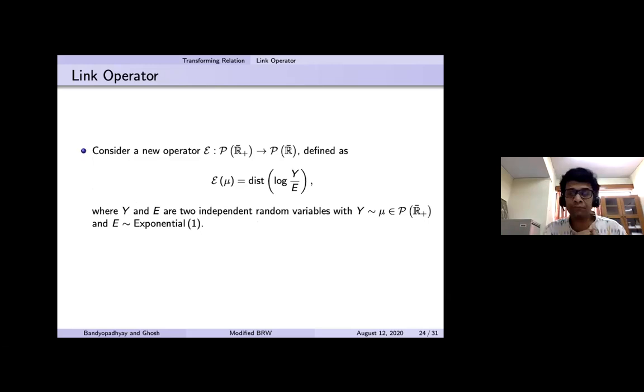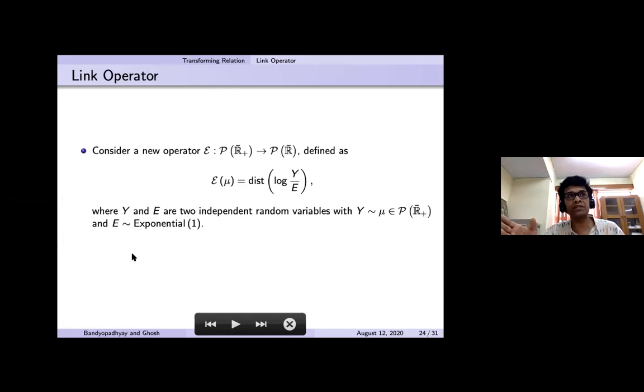Okay, this is where I feel most excited: this is an operator which is going to link the maximum and the linear operator. We call it a link operator. So this fancy E, or epsilon, takes a positively supported measure and gives a real-valued supported measure. And how? What is it? It is the distribution of the logarithm of Y by E, where Y is mu, on which this operator is acting, and E is an independent exponential variable.